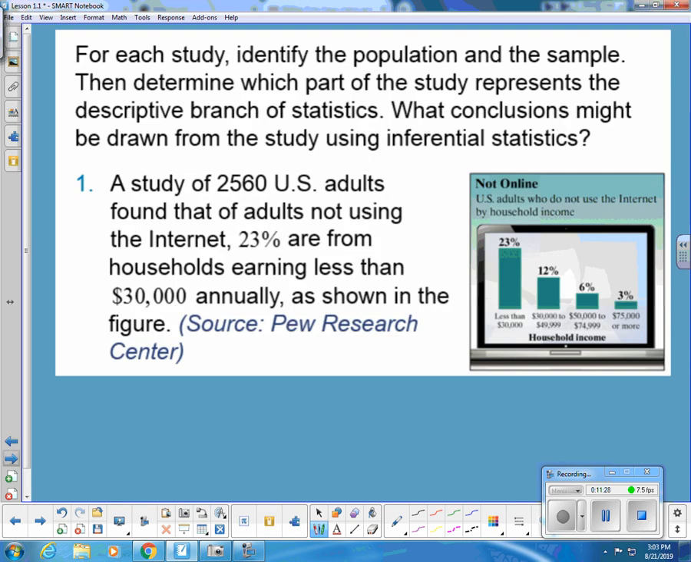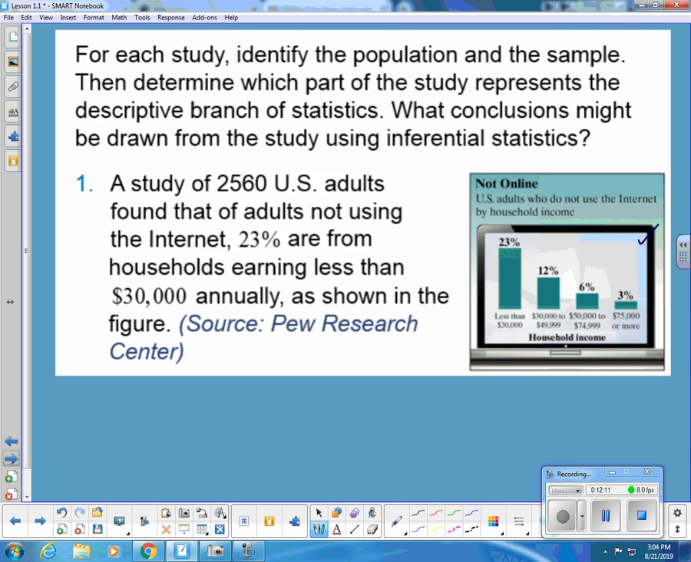For each study, identify the population and the sample, then determine which part of the study represents the descriptive branch of statistics, and what conclusions might be drawn from the study using inferential statistics. So understand, you are coming up with a conclusion here. Okay? So if you look, a study of 2,560 U.S. adults found that of the adults not using the internet, 23% are from households earning less than $30,000 annually, as shown in the figure. So they describe part of the results, and they've shown all the results with this chart. Okay?